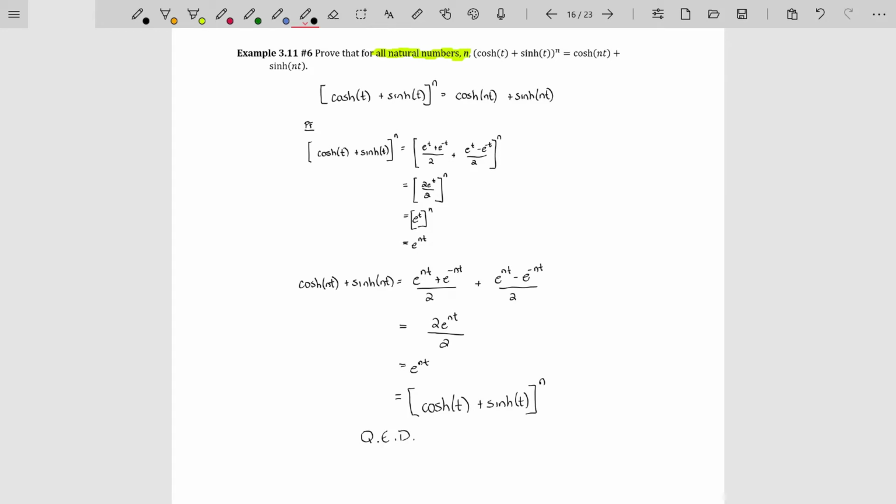So hyperbolic trig functions are very, very nice and simple to prove. Usually it's like that way. I just highly recommend start with the exponential form if you can.